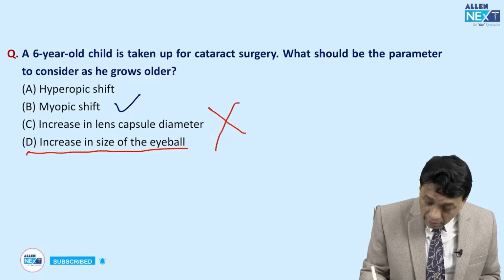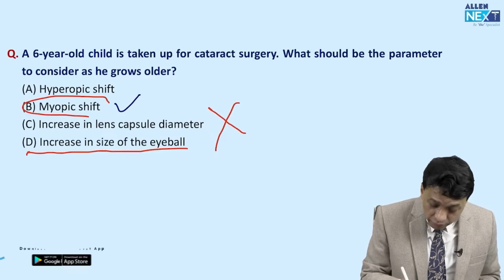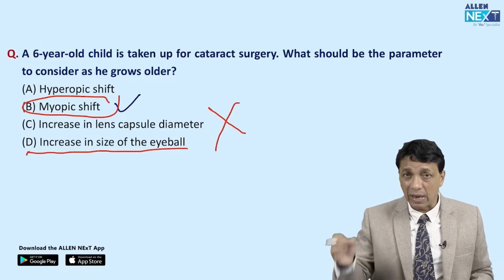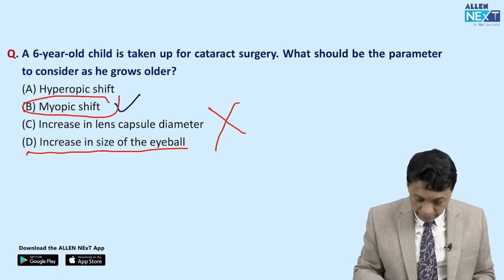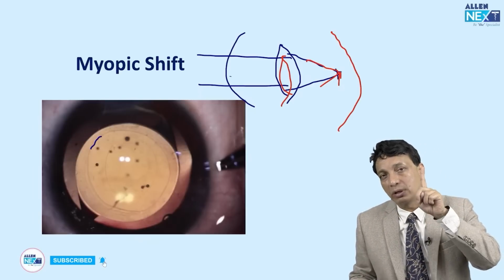The parameter to consider as he grows older is the myopic shift, which we are considering because we'll have to give him glasses for myopia, isn't it? So that is the trick. So please remember, you can have 2 correct answers and yet we'll take 1 only.